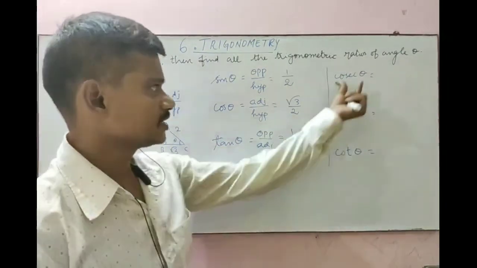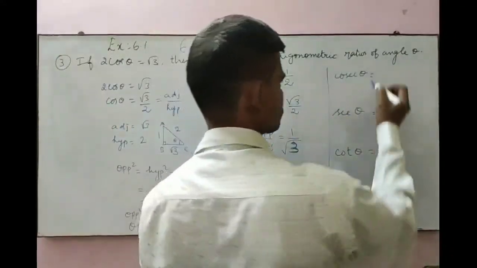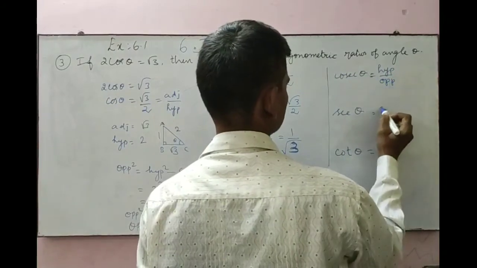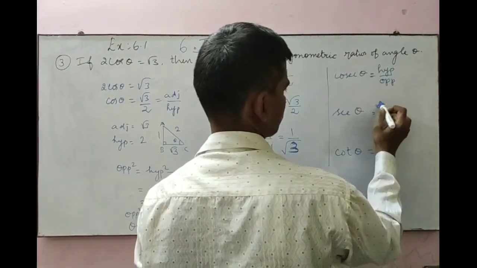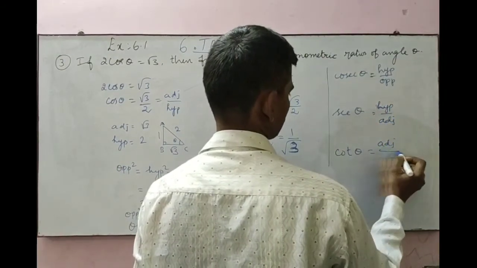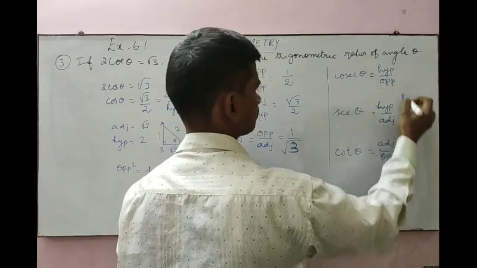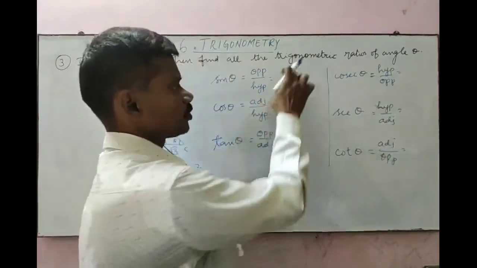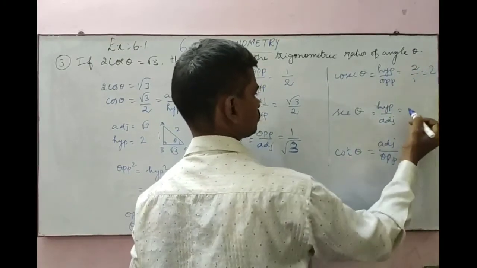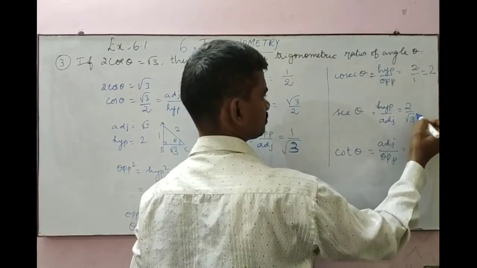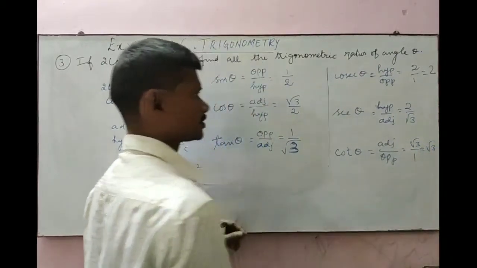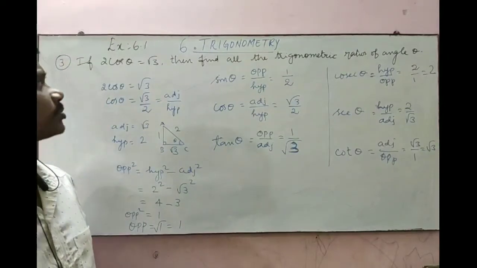Next we are going to write the reciprocal of these three. Cosecant theta. The cosecant is hypotenuse by opposite. Here hypotenuse by adjacent. Here adjacent by opposite side. That means reciprocal of this 1 by 2. 1 by 2 reciprocal is 2 by 1. That is you can write 2. Here 2 by root 3. Here root 3 by 1. You can write this as root 3. So these are the 6 trigonometric ratios.